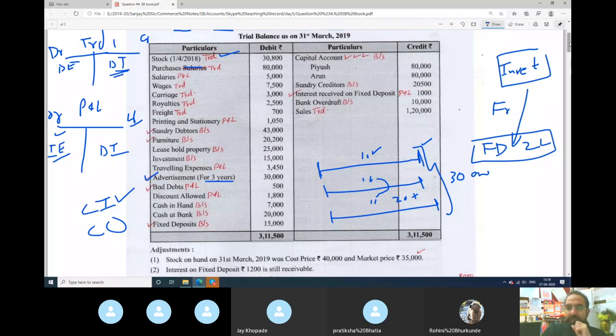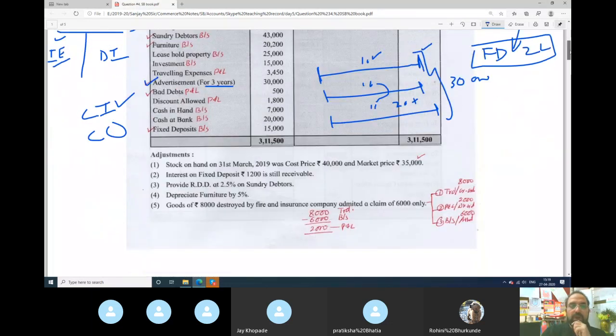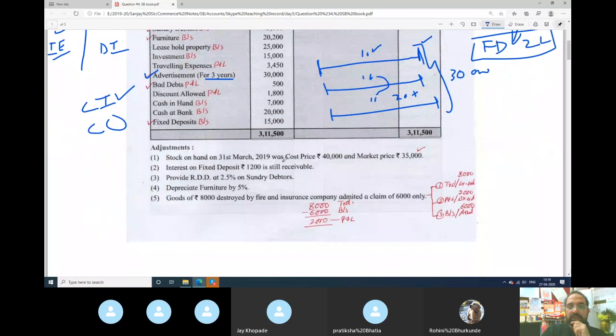Done guys. Next thing. Stock on hand on 31st March 2019 was cost price 40,000 and market price 35,000. So when stock is given in the adjustment and both cost price and market price are given, we will take whichever is less. So here in this case we will take 35. If cost price is less, we will take cost price. If market price is less, we will take market price.